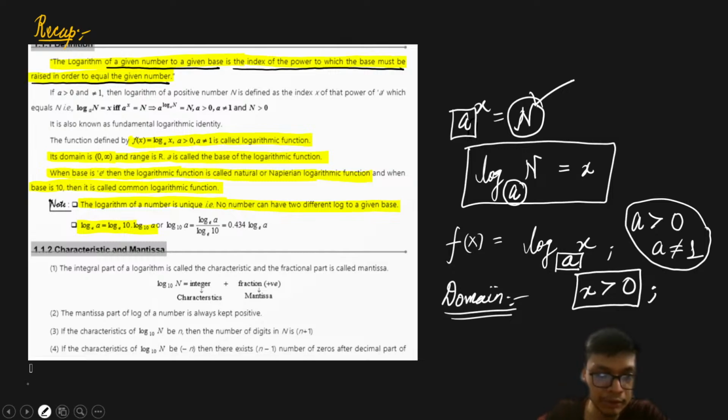All right, the next thing that you need to also talk about is that the integral part of a logarithm is called the characteristic.